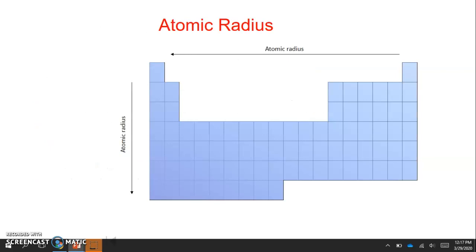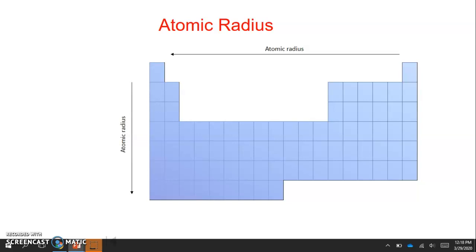Now let's jump into periodic trends, and these are where your new notes start. So when we talk about periodic trends, we're going to be talking about properties of these elements that we can identify based on their position in the periodic table. So the first thing we're going to be talking about is atomic radius.